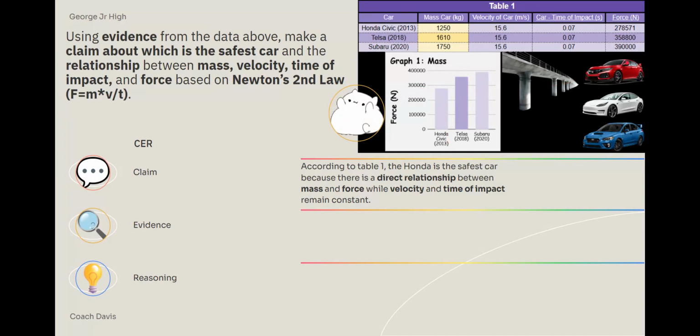So let's look at these numbers. Actually, we don't need to look at the numbers anymore. Let's just roll on to writing our claim. So according to table 1, the Honda is going to be the safest car because it has a direct relationship between mass and force and time of impact, while the velocity and time of impact remain constant. There we go. We answered the question, but we need some evidence, and we have evidence.